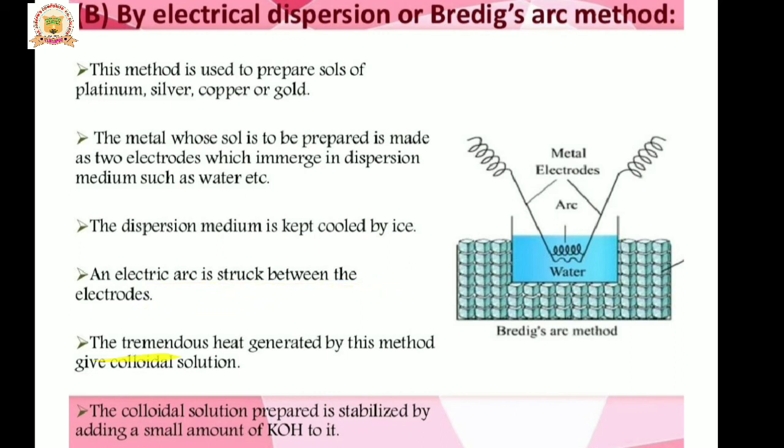So the tremendous heat generated by this method will give the colloidal solution: a colloidal solution of gold, copper, silver or platinum, whichever electrode we use. The colloidal solution prepared is stabilized by adding a small amount of KOH to it. To stabilize the sol, they add an electrolyte. That electrolyte here is KOH.